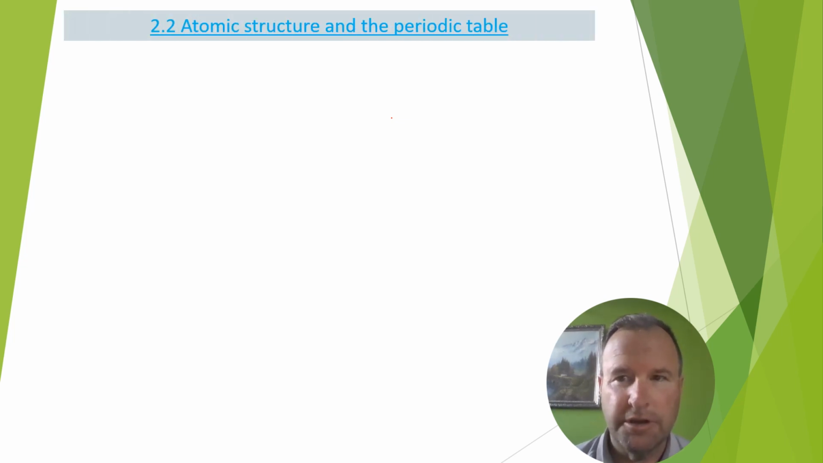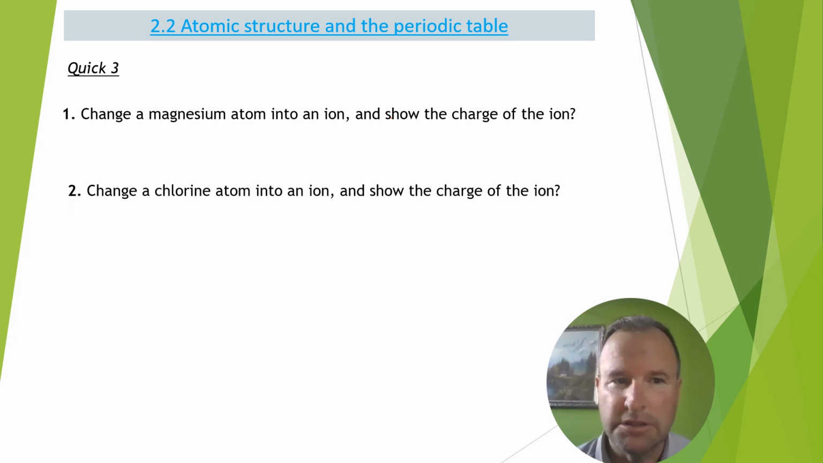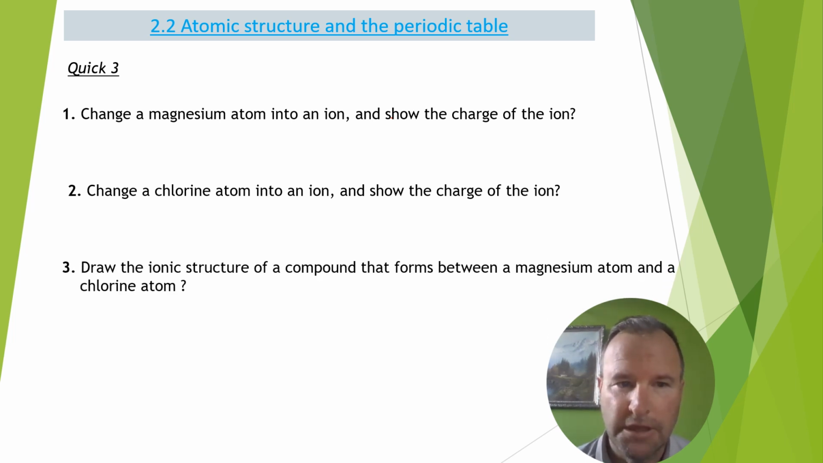So we've got a quick 3 relating to ionic bonding. See what we know. Here are the 3 questions. Change a magnesium atom into an ion and show the charge on that ion. Change a chlorine atom into an ion and also show the charge on that ion. And then draw the ionic structure of a compound that forms between the magnesium atom and a chlorine atom.